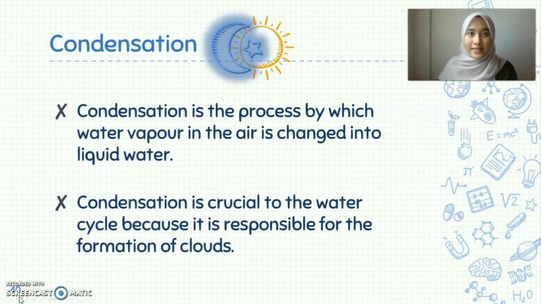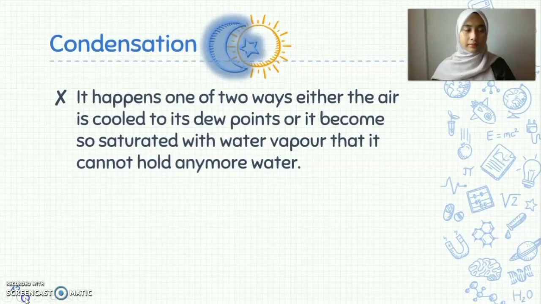Fourth is condensation. Condensation is the process by which water vapor in the air is changed into liquid water. Condensation is crucial to the water cycle because it is responsible for the formation of clouds. It happens one of two ways. Either the air is cooled to its dew point or it becomes so saturated with water vapor that it cannot hold any more water.